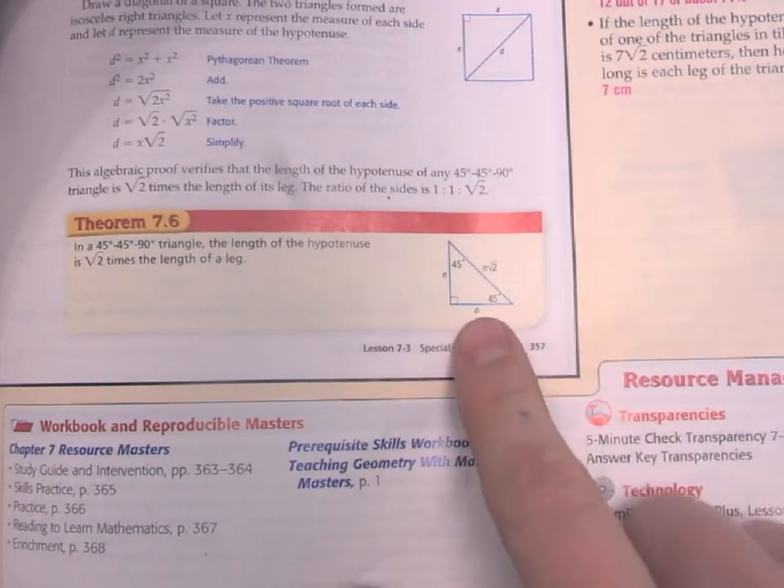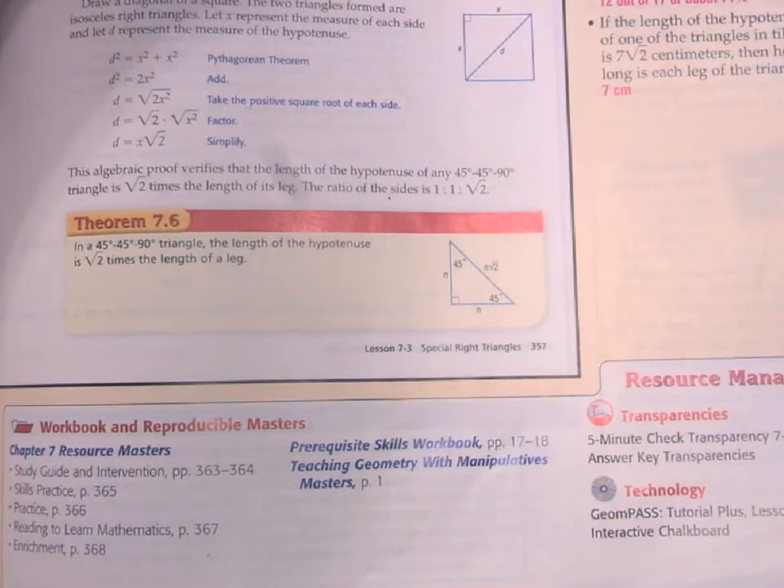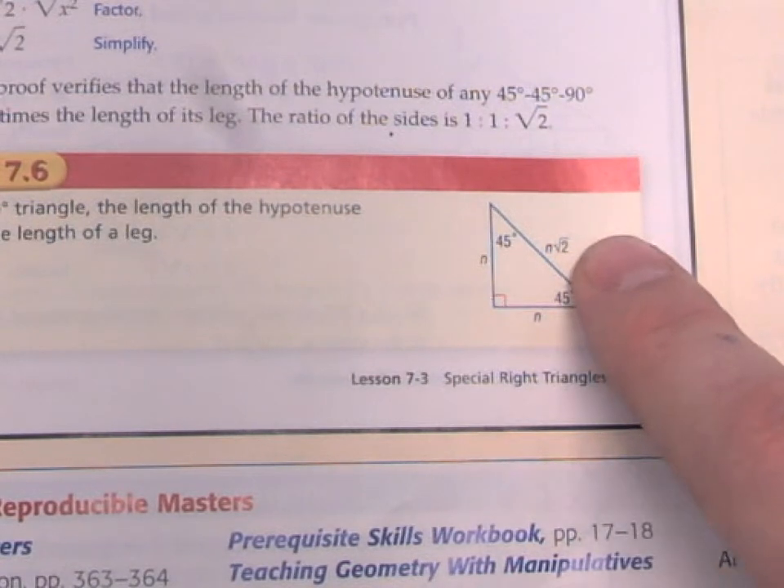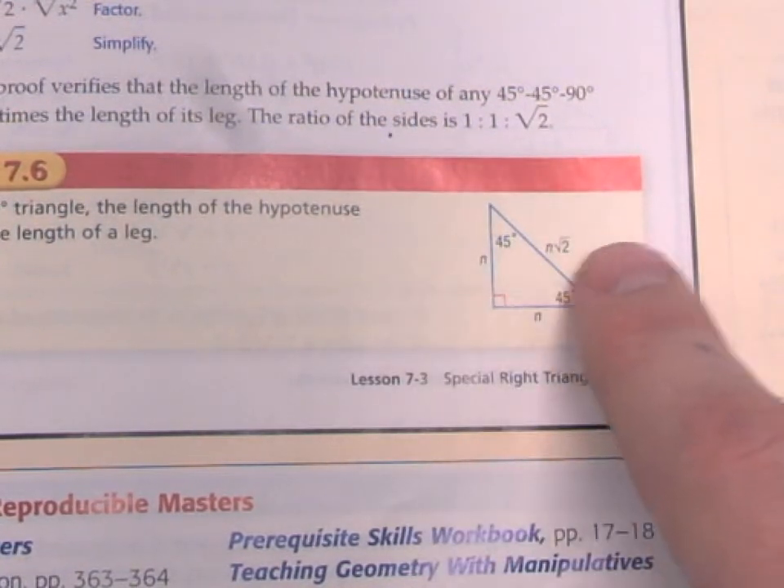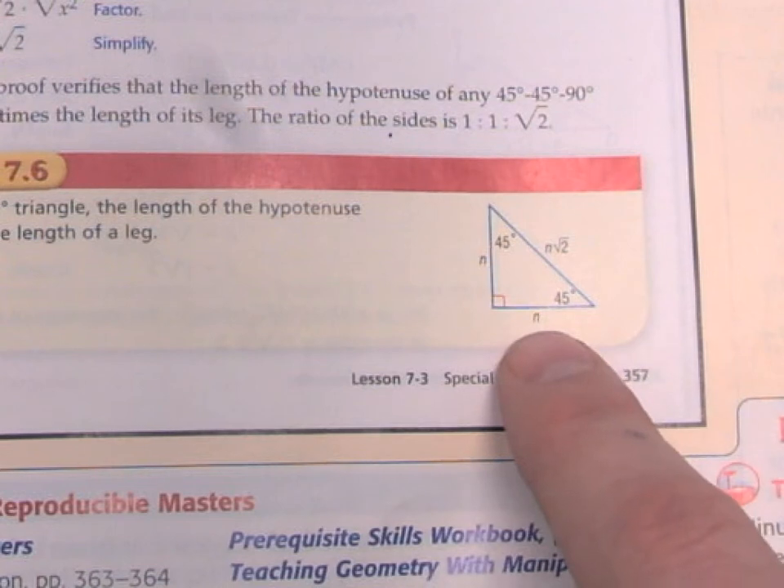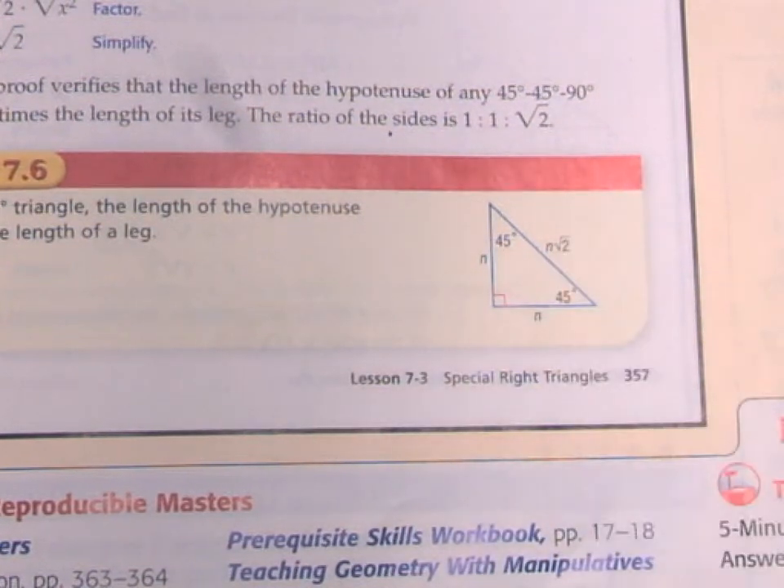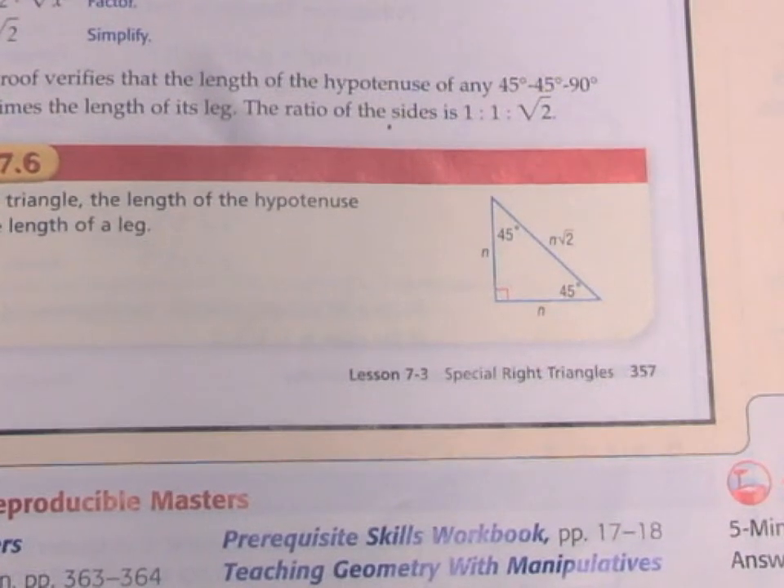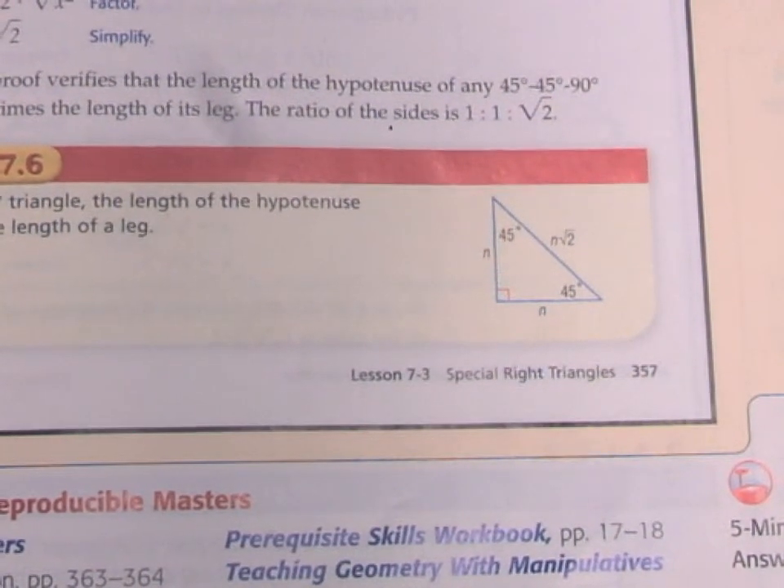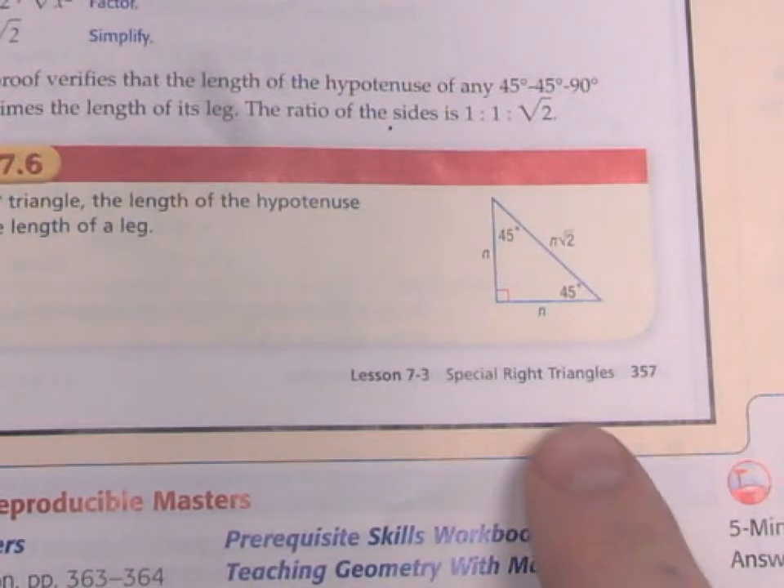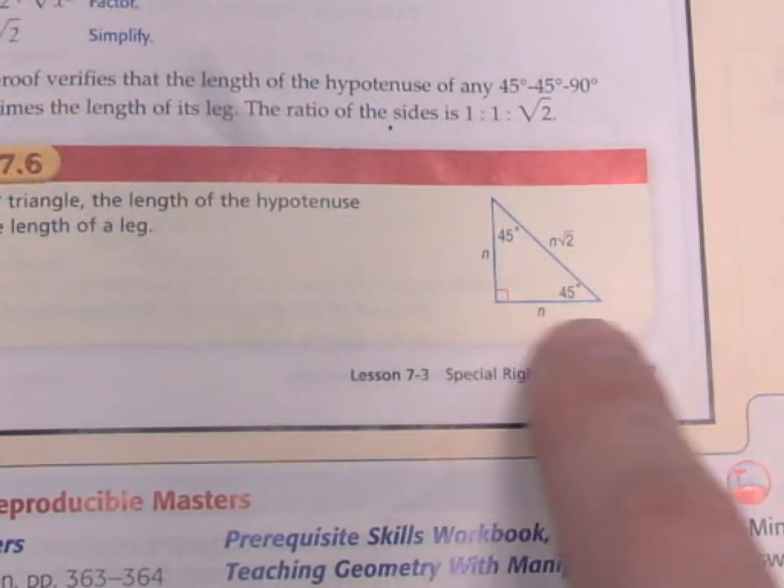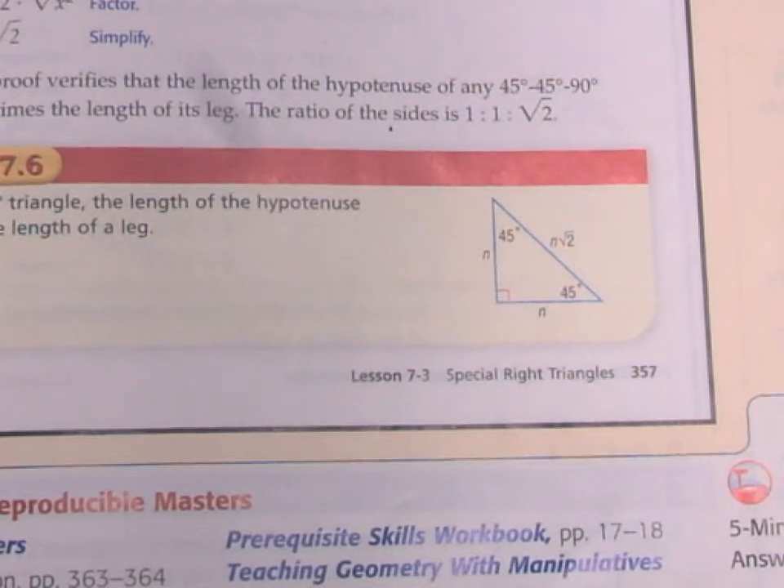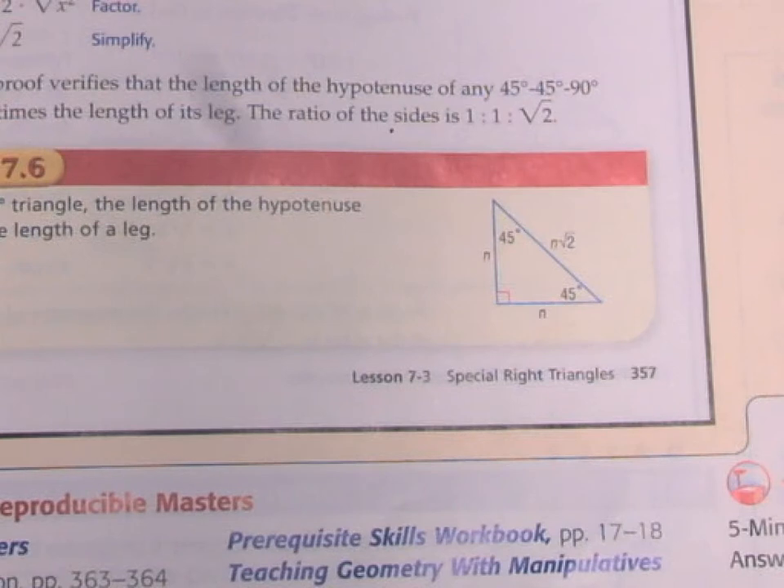All right, so if this is, let's say, some number n, then this is just that number times the square root of 2. So if this is 10, this is 10, this is 10 times the square root of 2. This is 5, this is 5, this is 5 times the square root of 2. The square root of 2 is just a number. It's an irrational number, and it's equal to about 1.41. So the hypotenuse of a triangle is always about 1.41 times the length of the leg in a 45, 45, 90. Okay, so this is a key piece of information.